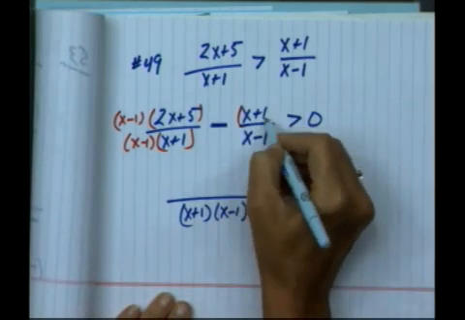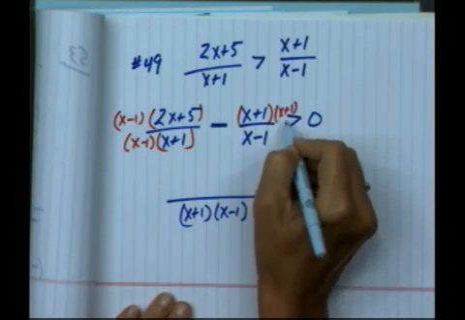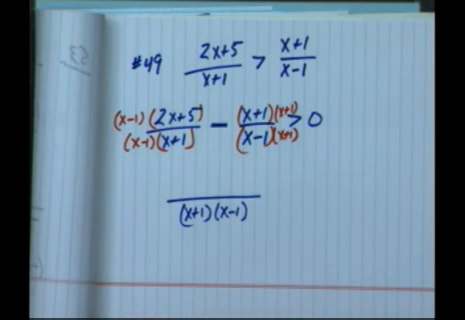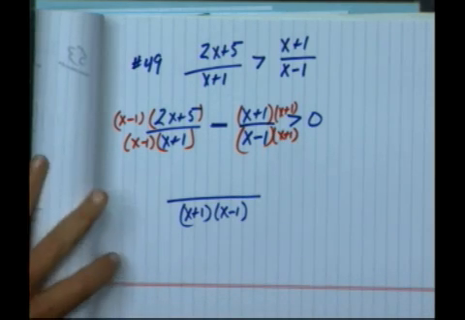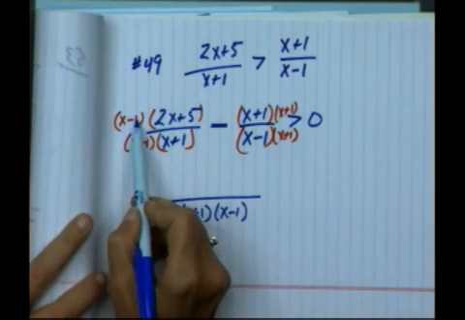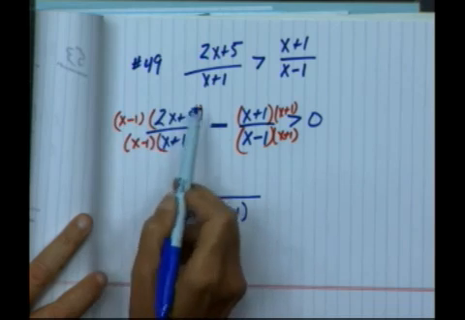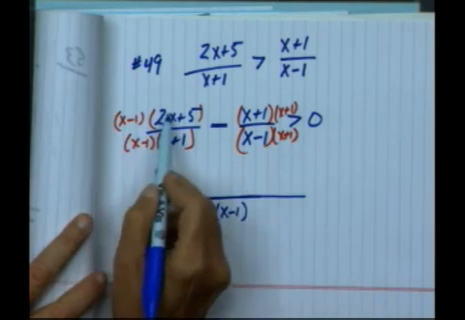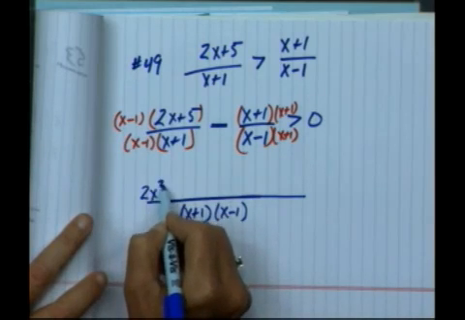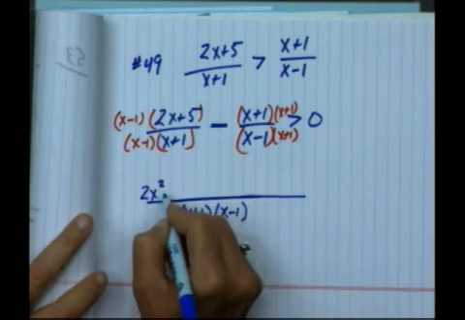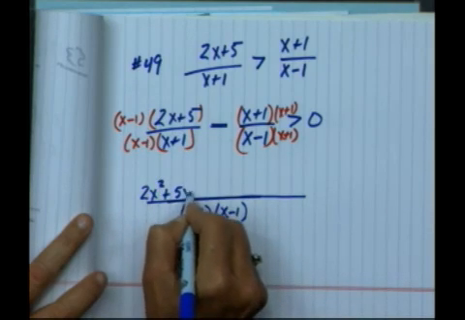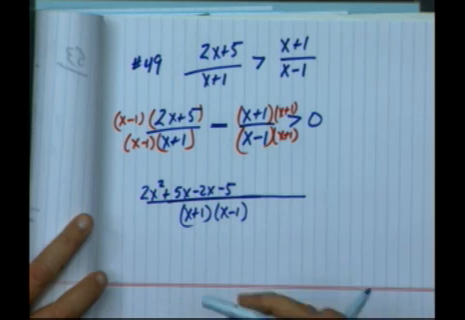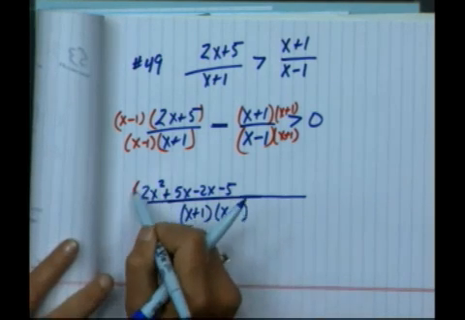And the second term, we have to multiply by x plus 1 over x plus 1. All right. So x minus 1 times 2x plus 5, we need to FOIL that out. And I'm going to do it in this step right here. So we'll have 2x squared. I'll put in every little step. Plus 5x minus 2x minus 5. That's the first FOILing.